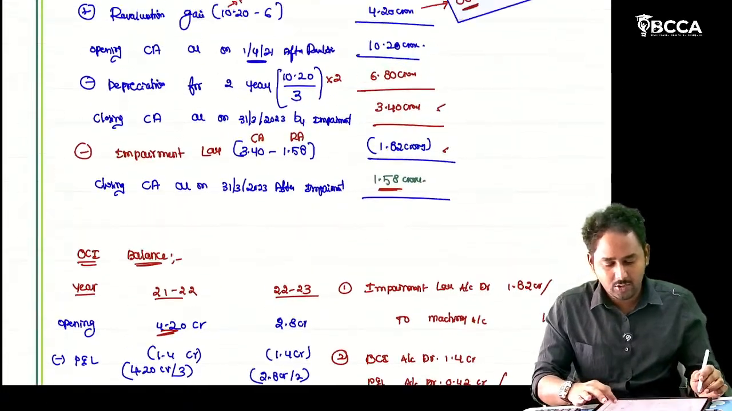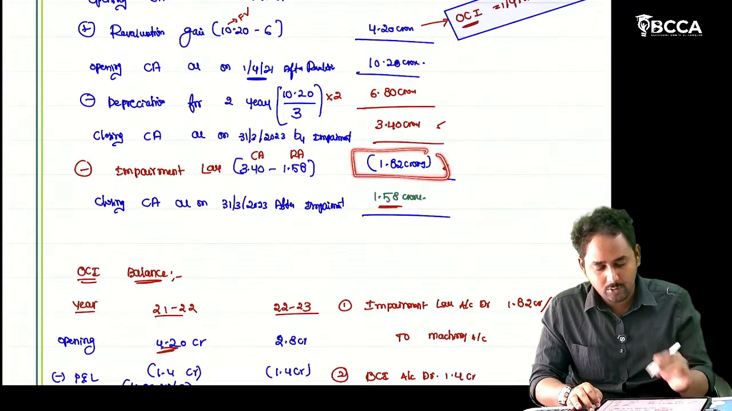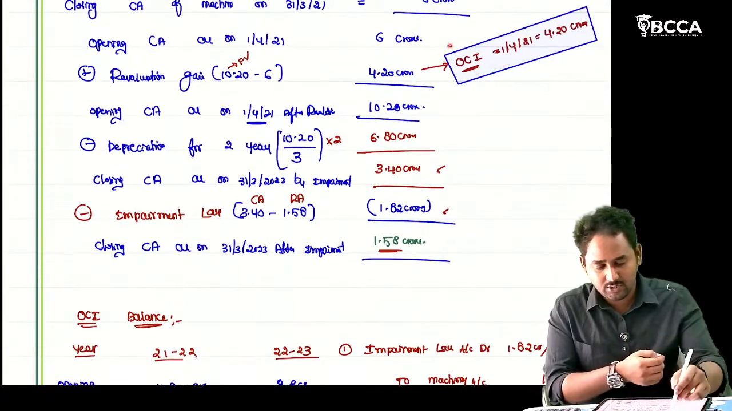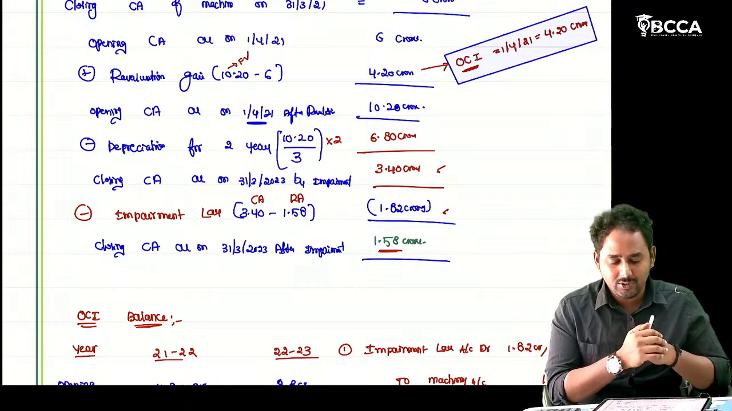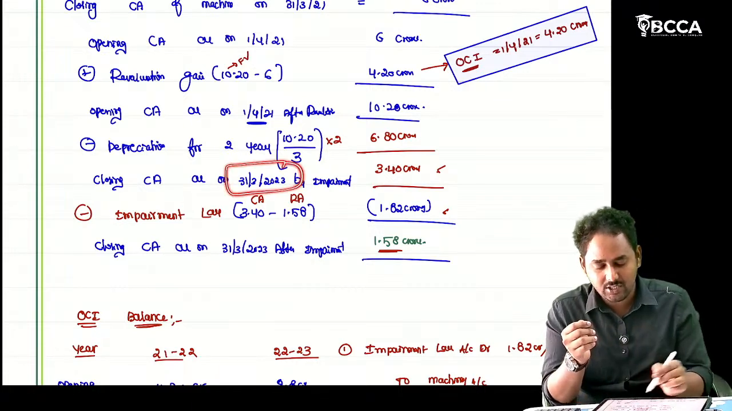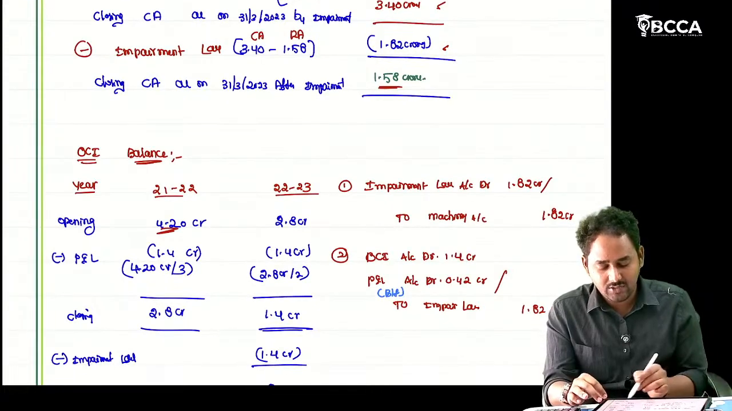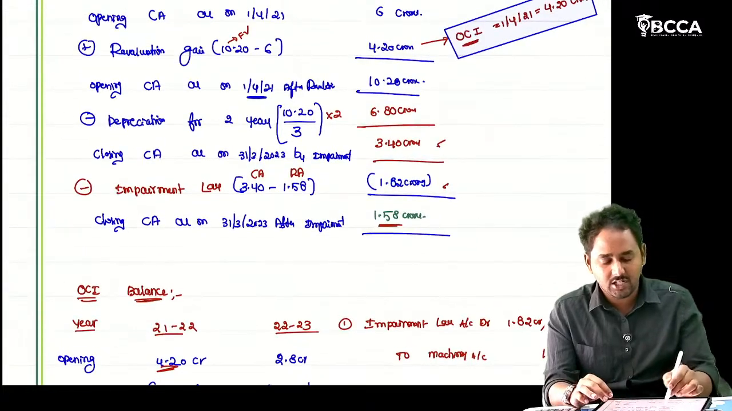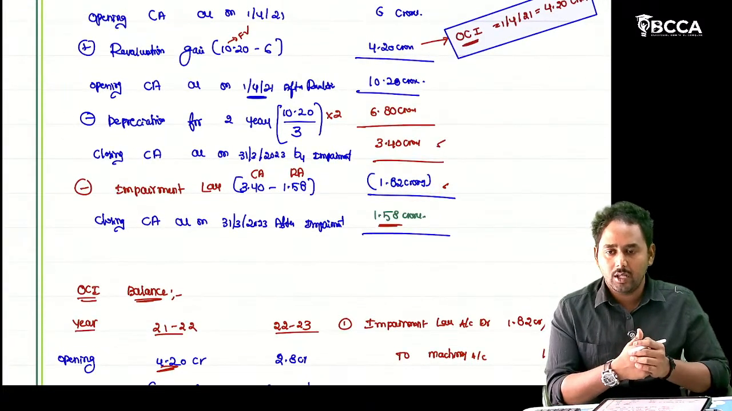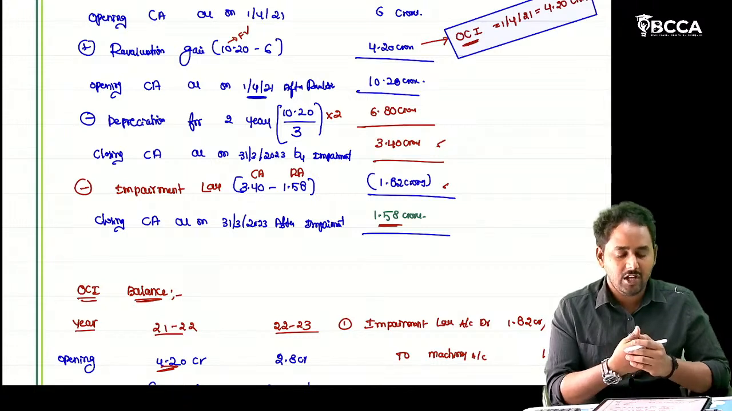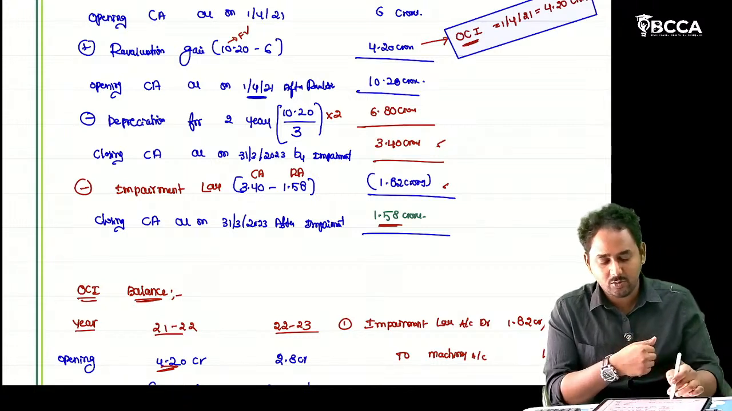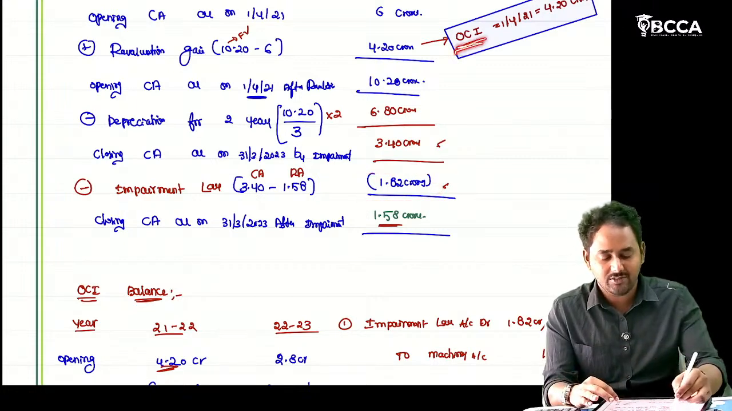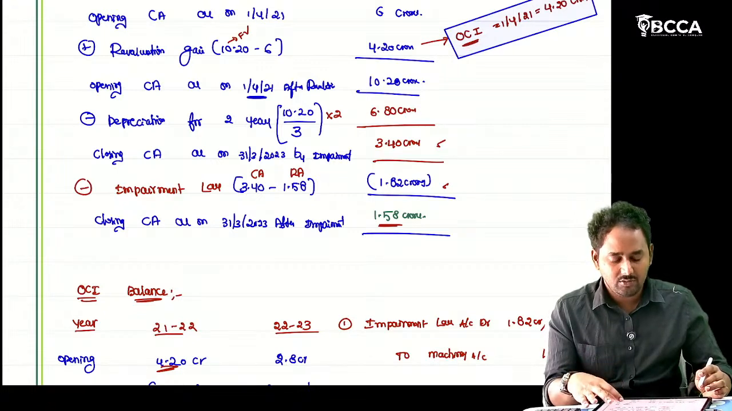Then coming to 22-23, what is the total impairment loss here? 1.82. Previously there was an OCA balance, so let's see what the OCA balance is as on 31st March 23. The OCA balance as on 31st March 23 is 1.4 crores. Then what is the rule? The impairment loss is generally transferred to P&L. If any OCA balance or revaluation gain exists with respect to this asset previously, the impairment loss should be set off against the OCA balance first. Then the remaining should be transferred to P&L.